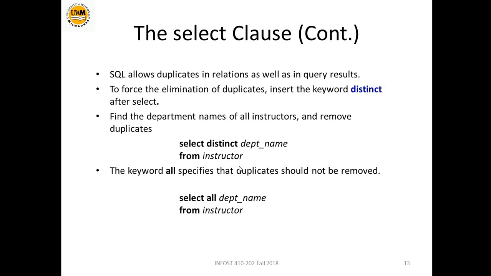If we want to select without duplicates, we use the keyword distinct. So we go select distinct department name. In this case, we will only show one name, even if we have more than one tuple or record that contains the same name. So we show only one name. If we want to show the duplicates, we use the keyword all. If we say select all, it will show all the department names in the instructors. Even if they are duplicated, it will show that duplicate.